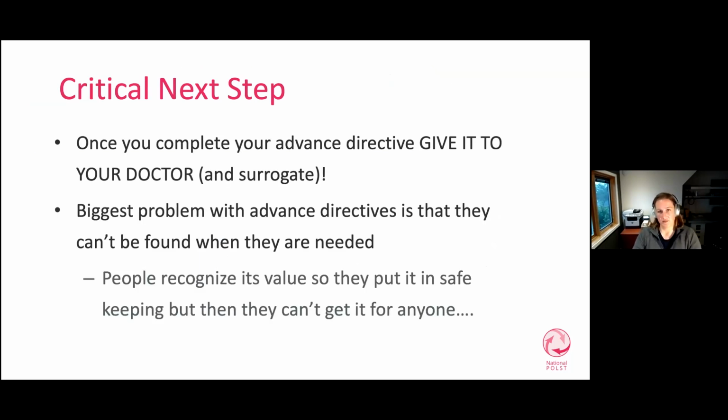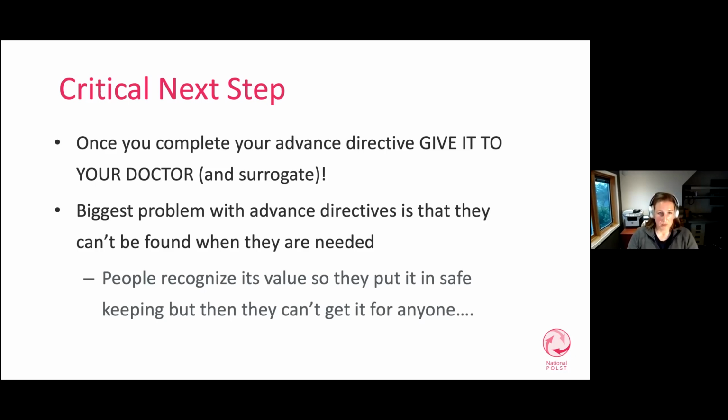So getting back to advanced directives, once you've completed it, give it to your doctor. This is a step a lot of people miss because it's just not talked about very often, and on the documents themselves, there's no reminder for the most part. But it's really helpful to give it to your doctor. They can put it in your medical record, especially now that we have electronic records. It's easy for them to then share it. And if you feel comfortable, give a copy to your surrogate.